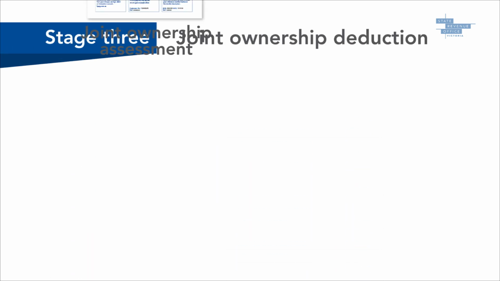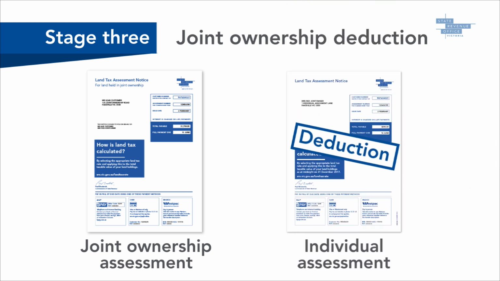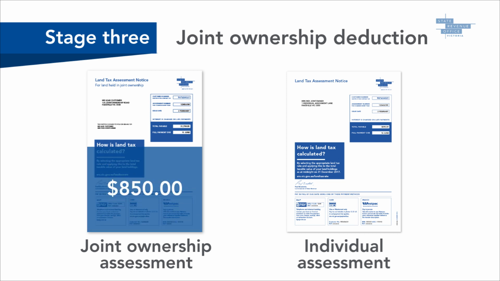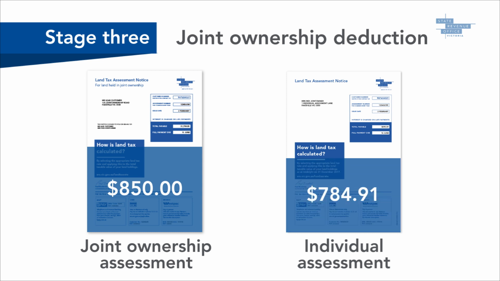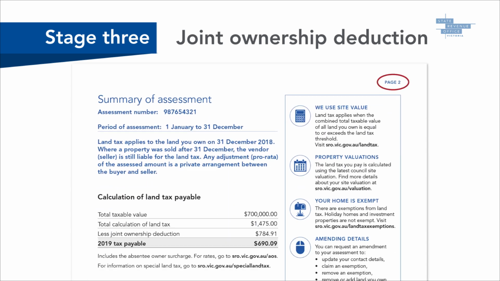If you are assessed for land tax under a joint ownership assessment, we will apply a joint ownership deduction to your individual assessment. Your deduction is the lesser of either your share of the tax on the joint ownership assessment or the amount of tax calculated on your individual assessment for your share in the jointly owned land. You can find the deduction amount on page 2 of your individual assessment.